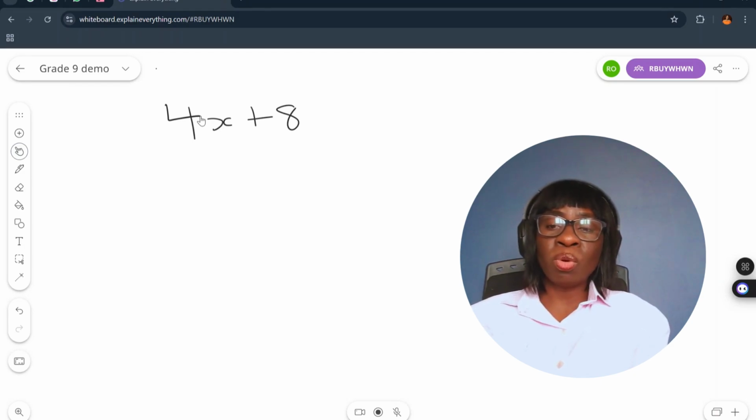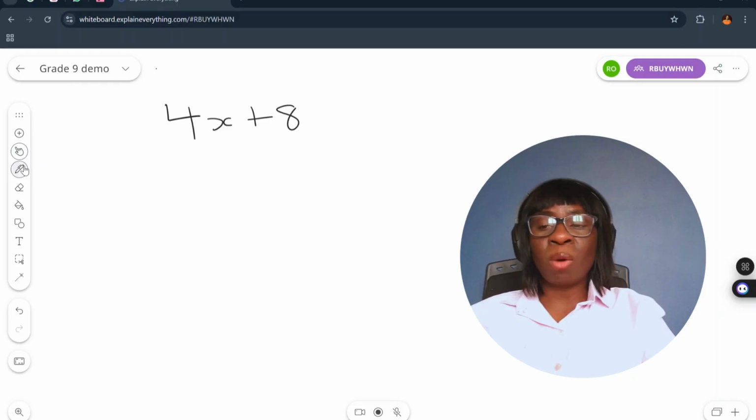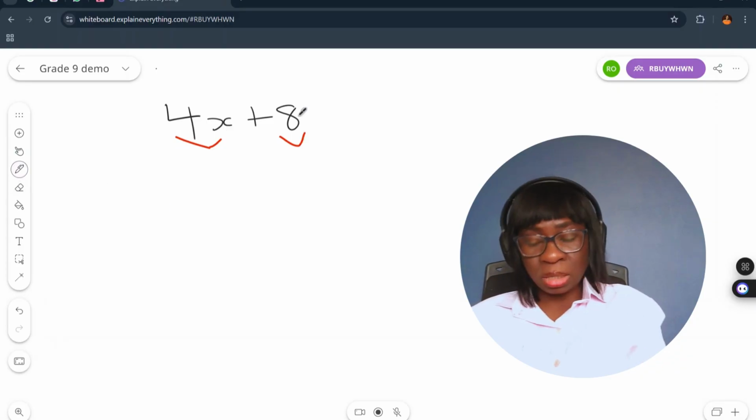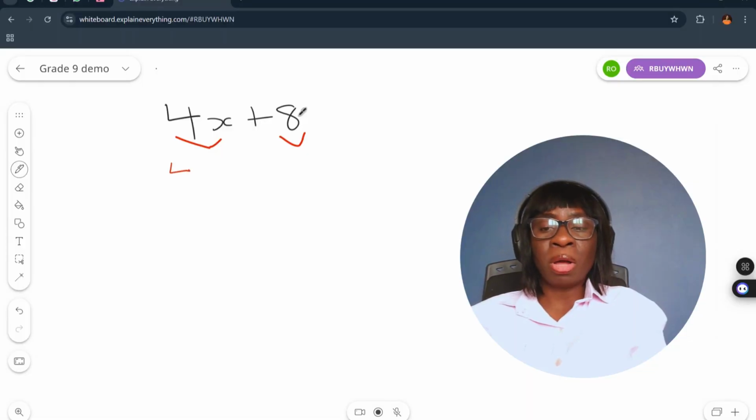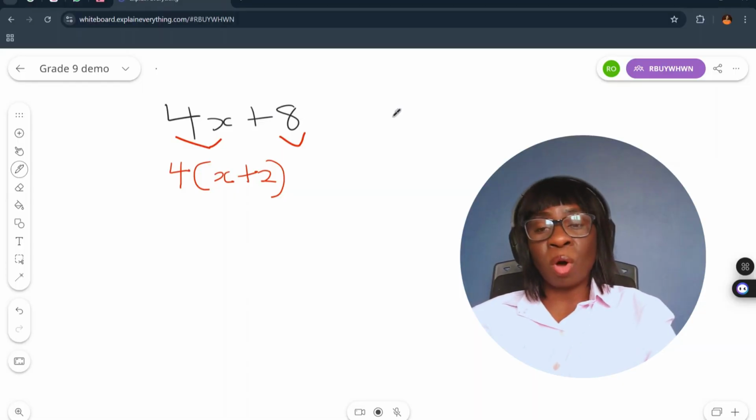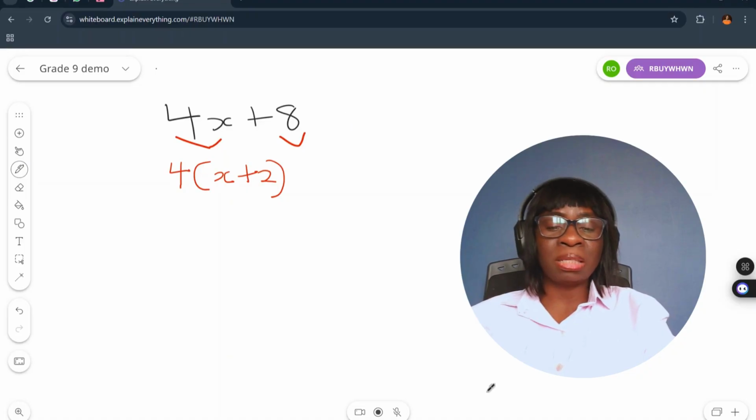What we have to do is look at both terms and find the common factor. So what is common to 4x, and will also go in 8? 4 will go in 8, right? So that means we can factor out our 4. If you factor out 4, then we'll have x left here. Then if you take 4 from 8, we will have 2. So we've just factored 4x plus 8 to give 4 into bracket x plus 2. If you open this bracket now, it will give back 4x plus 8.